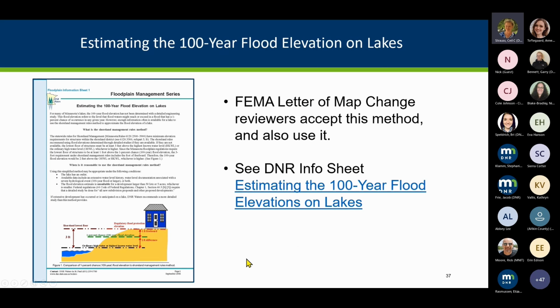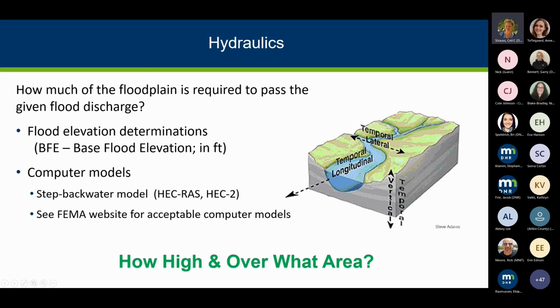If you want to know more about this method, we do have an info sheet. It does need some updating. Yes, those drawings are pretty old and not very fancy anymore. So that's on our list to get updated in the future. And then we're back to Anne.